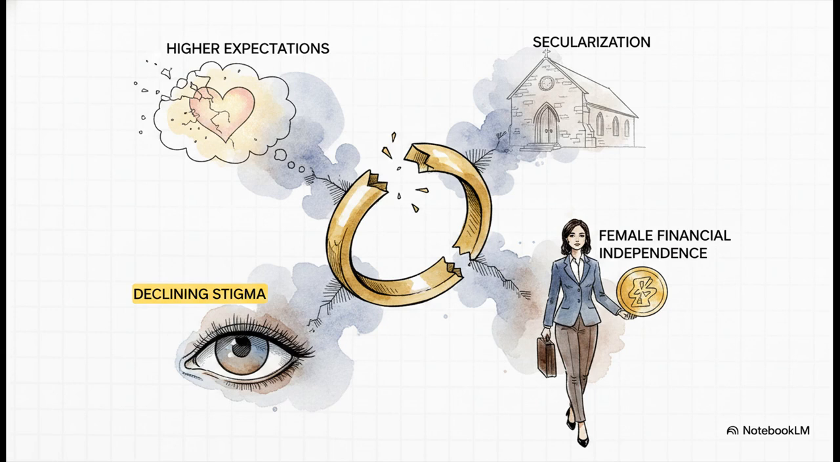This is where you bring in Ronald Fletcher's concept of higher expectations of marriage. People just don't marry solely for economic security anymore. They expect deep intimacy, romance, and love. And when that fades, they leave. Combine that with Mitchell and Goody's point about the rapid decline in social stigma, add in secularization, factor in women's increased financial independence, and boom, you have a bulletproof paragraph explaining the modern divorce rate.